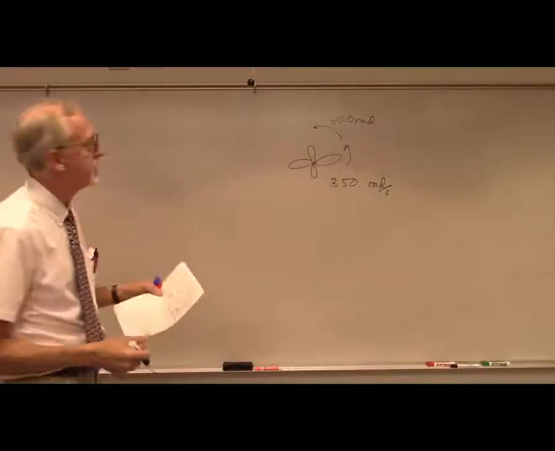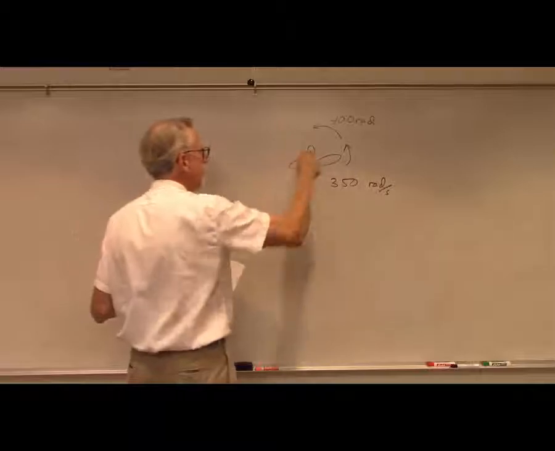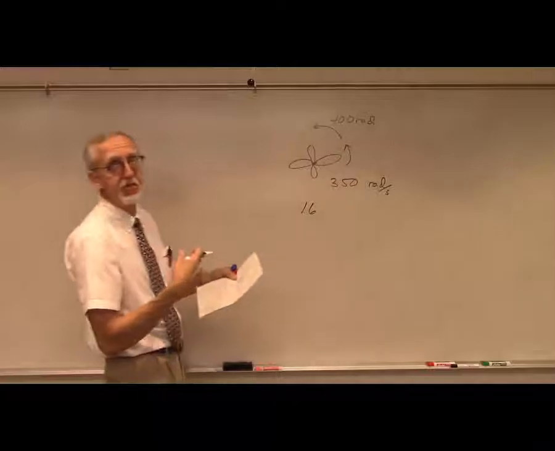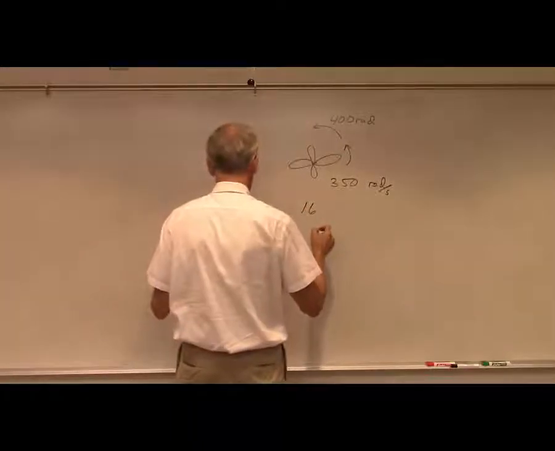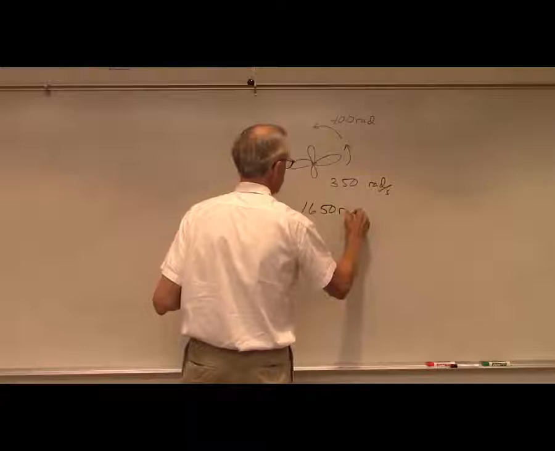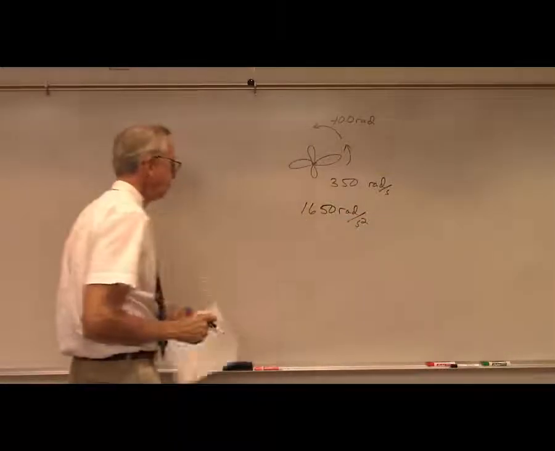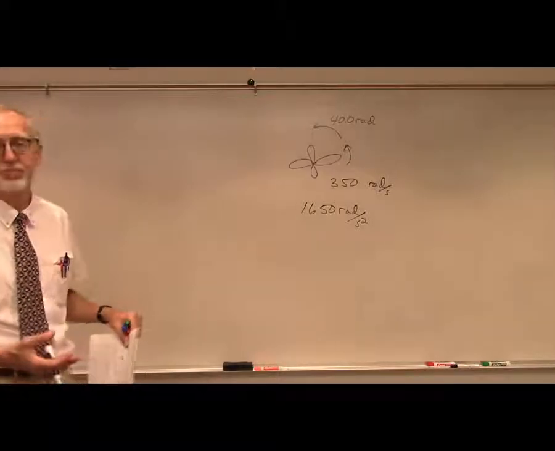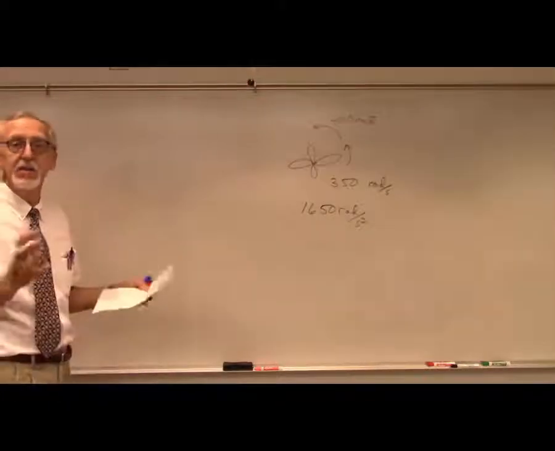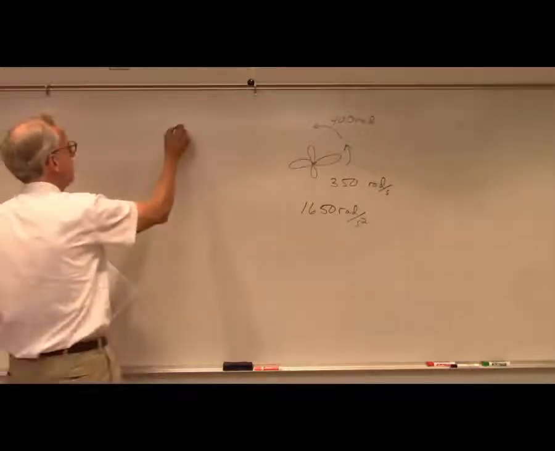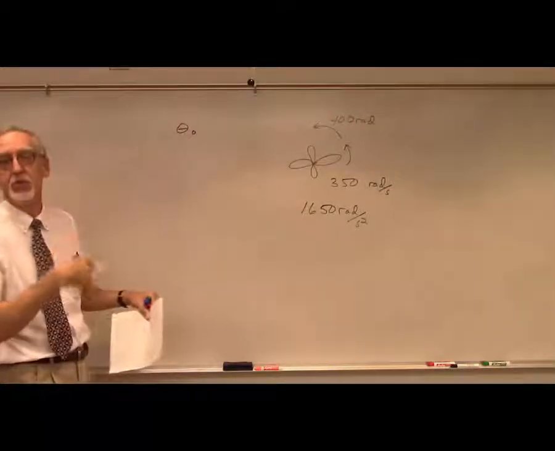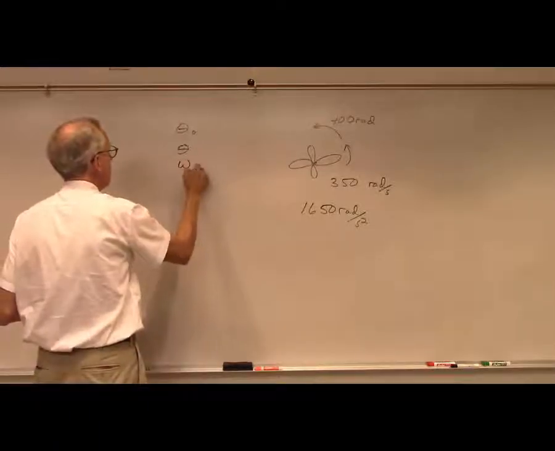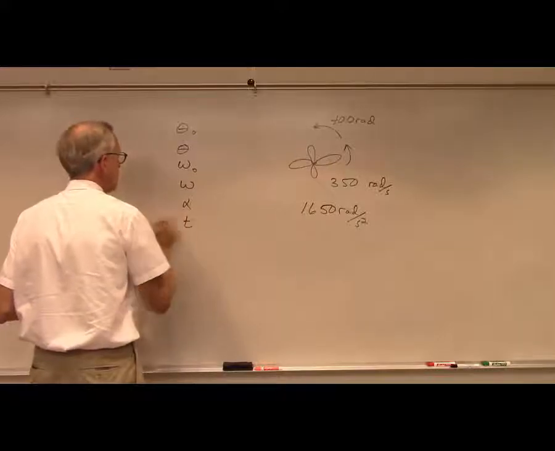While it does that, let's imagine that it is accelerating. It's speeding up at, let's say, 1,650 radians per second squared. And the question is, how fast is it rotating at the end of this motion? So, how do we proceed? Let's write down the variables like we did before, in terms of when we did the translational problem. Theta naught, theta, omega naught, omega, alpha, t.